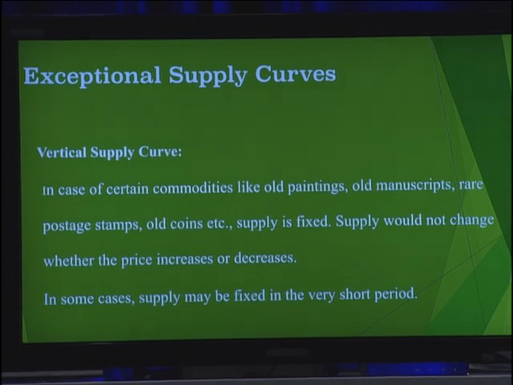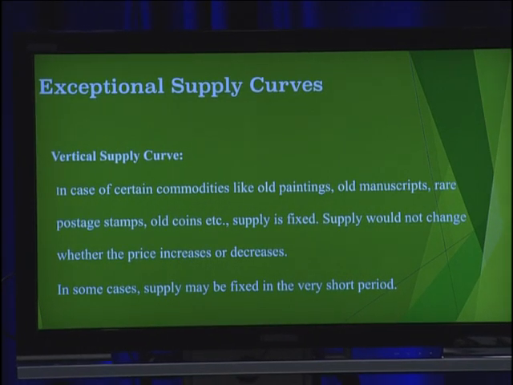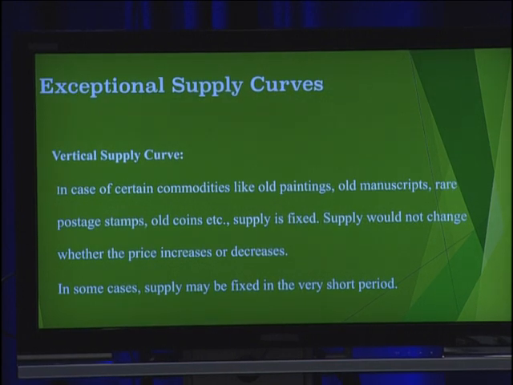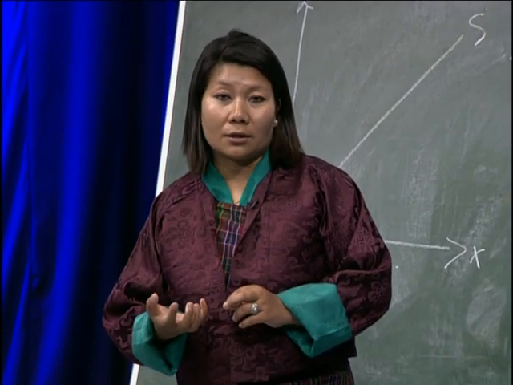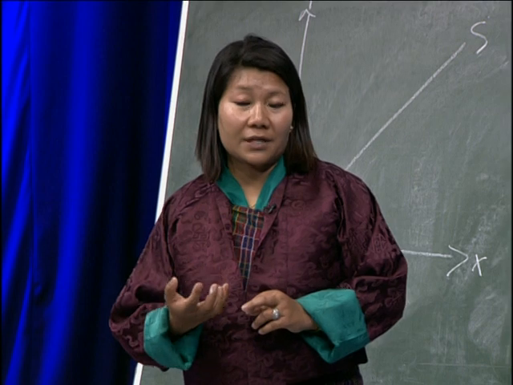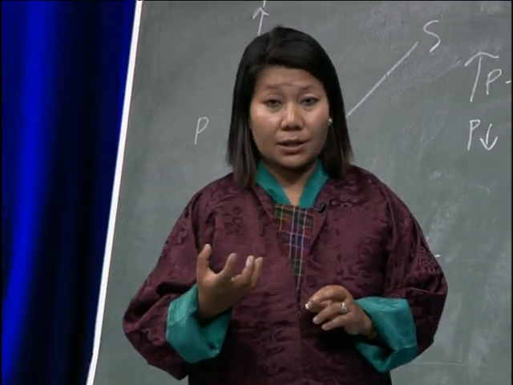So here we have the first exceptional supply curve. That's the vertical supply curve. So here, interesting. In case of certain commodities like gold, old paintings, old manuscripts, rare postage stamps, old coins, etc., supply is fixed. Or do you think that their supply would be determined by the factors we learnt, including price? Not at all. Although they may fetch a high price, what is happening is their quantity is limited.